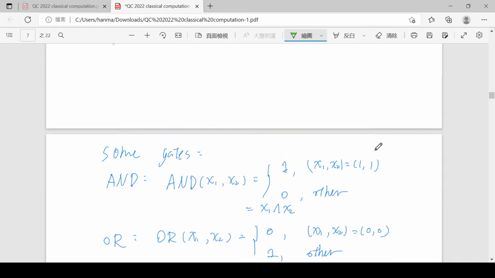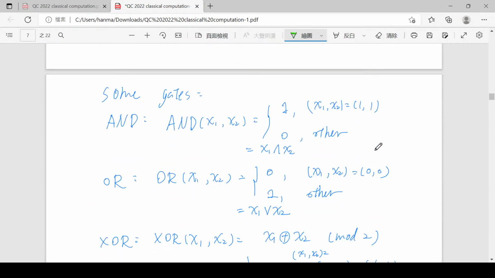Okay. Question about those basic gates? No?